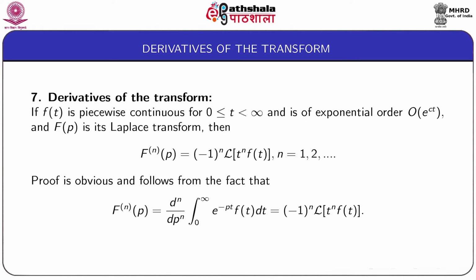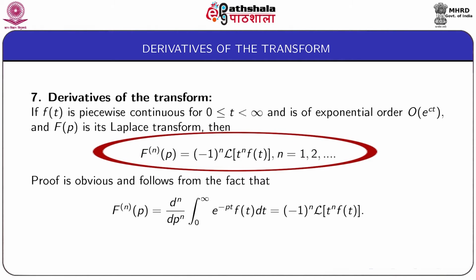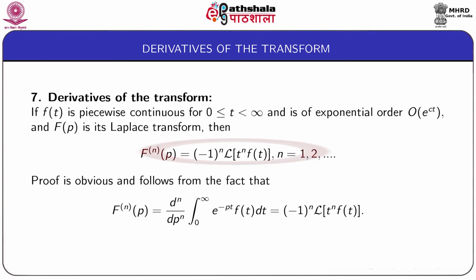Next comes the derivative of transform. If small f(t) is piecewise continuous for 0 less than equal to t less than infinity and is of exponential order e to the power ct, and capital F(p) is its Laplace transform, then the nth derivative of capital F with respect to p is equal to minus 1 to the power n times the Laplace transform of t to the power n f(t). Here n runs from 1 to infinity, etc.